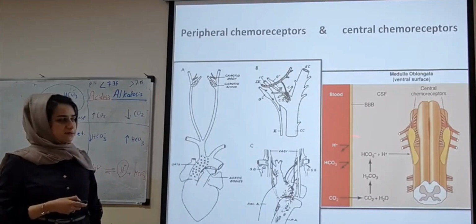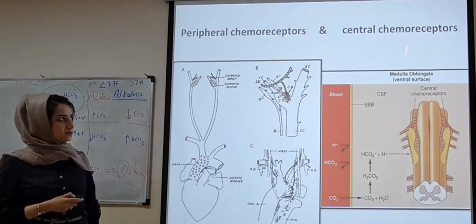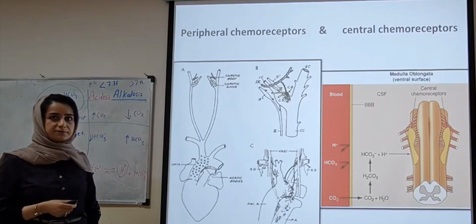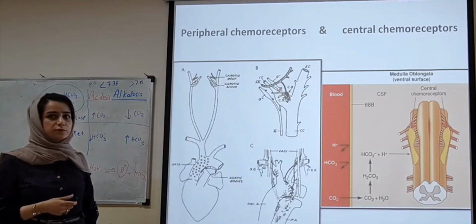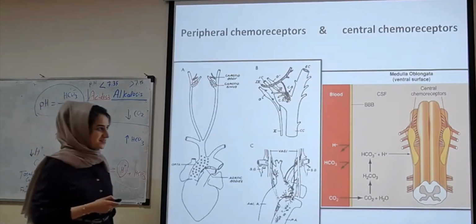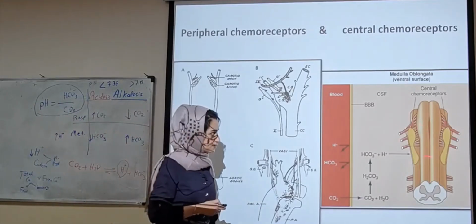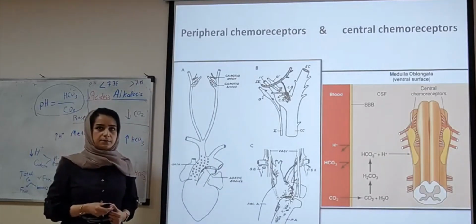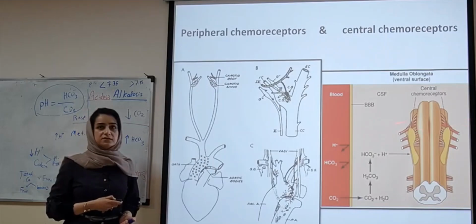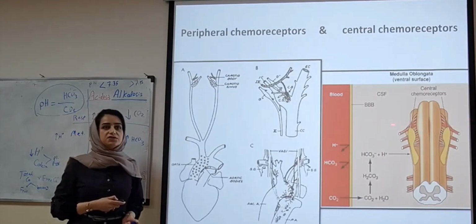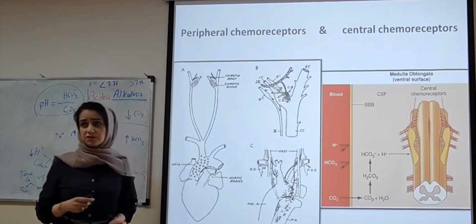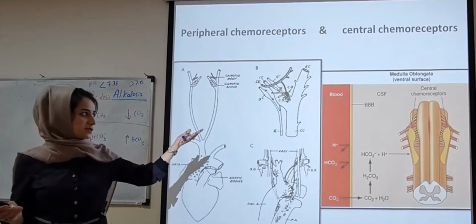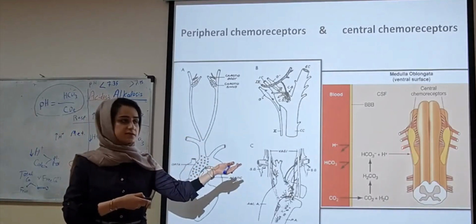What are other differences between these two receptors, the central and peripheral chemoreceptors? The central chemoreceptor has receptor for H only. But it will sense the change in the CO2 in the body. When CO2 in the body is abnormal, it becomes activated. But it has receptor for H only.